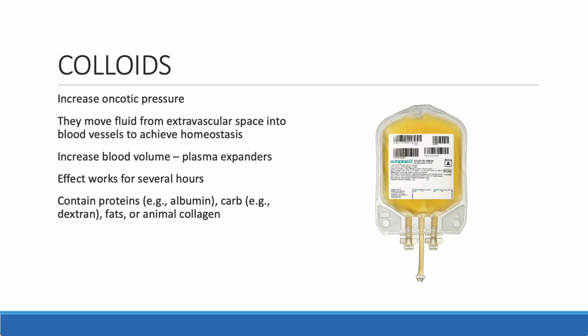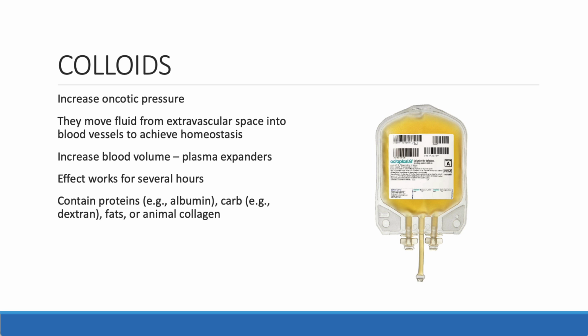Now we're going to talk about colloids. Now, remember, these increase the oncotic pressure. And what that does is it moves fluids from the extracellular or extravascular space, also known as the interstitial space or the third space. There's a million names for it, right? All the same thing. And that moves that fluid into the blood vessels and therefore achieves homeostasis. So we can use this to expand blood volume.